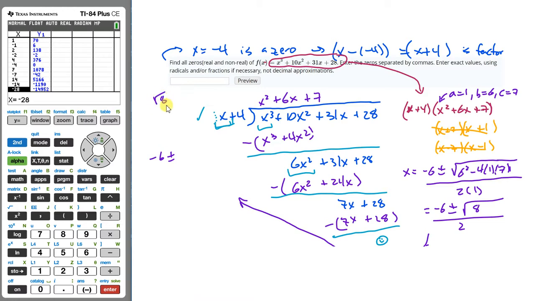Remember, root 8, how does 8 factor? 8 is really 4 times 2, right? And then 4 is really 2 times 2. So I have 2, 2, 2.